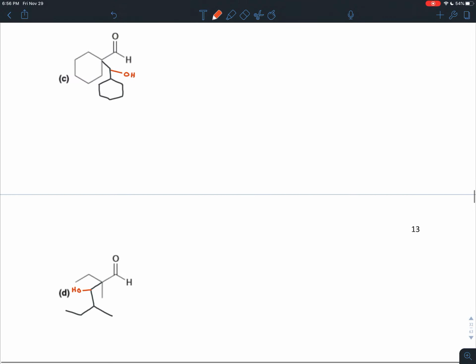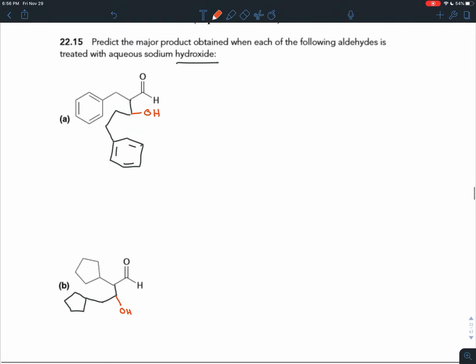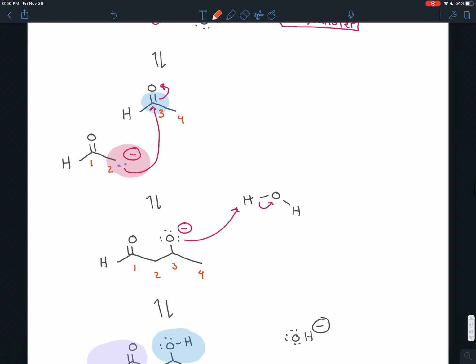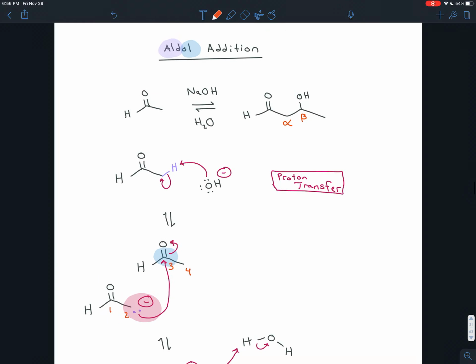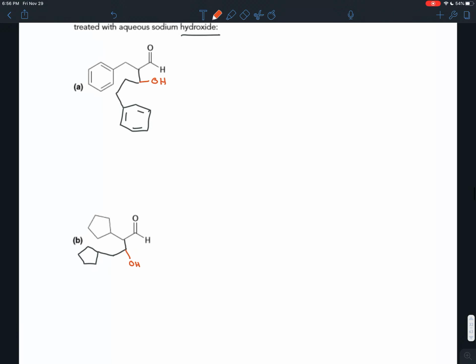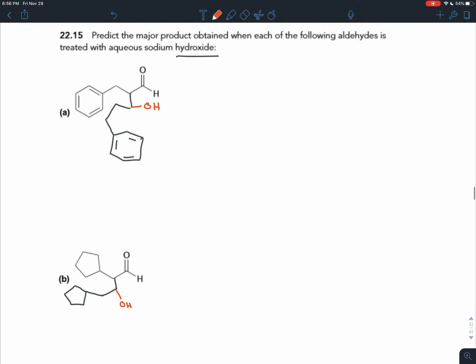Okay, so you can see that predicting the product of these aldol, because these products sometimes look kind of weird, predicting the product is a skill in and of itself. Remembering how the reaction works is important. We talked about that in the previous video. But predicting the product is also a separate skill that requires some practice.